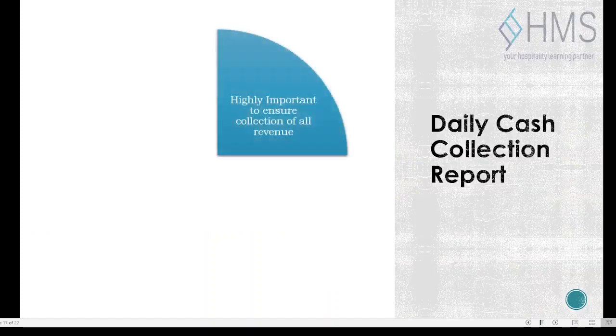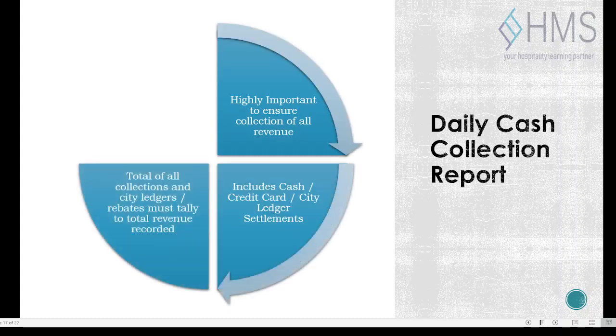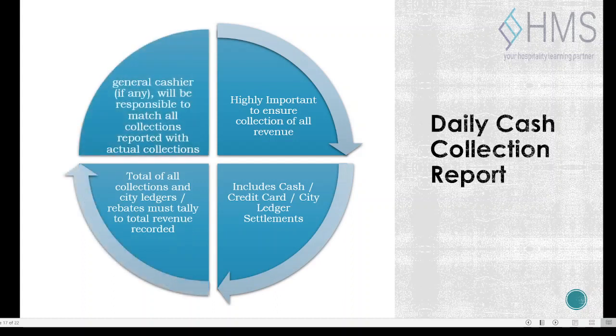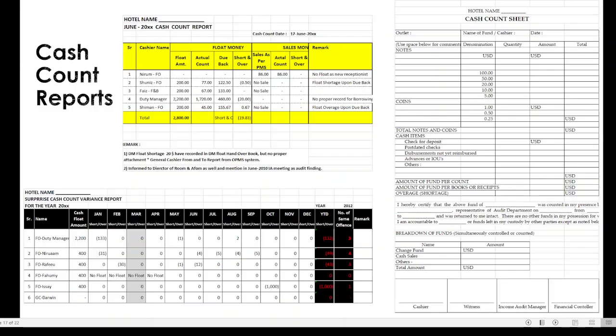Then there is a daily cash collection report. It is highly important to ensure the collections of the hotel. It includes cash, credit card, city ledger settlements, and then it must match with the total, right? So the general cashier will be responsible to make that report. I have shared the example of the general cashier report in the past week as well.